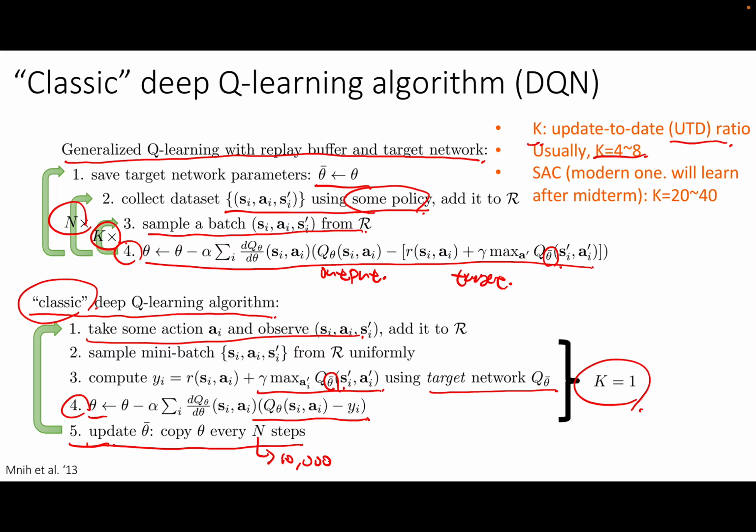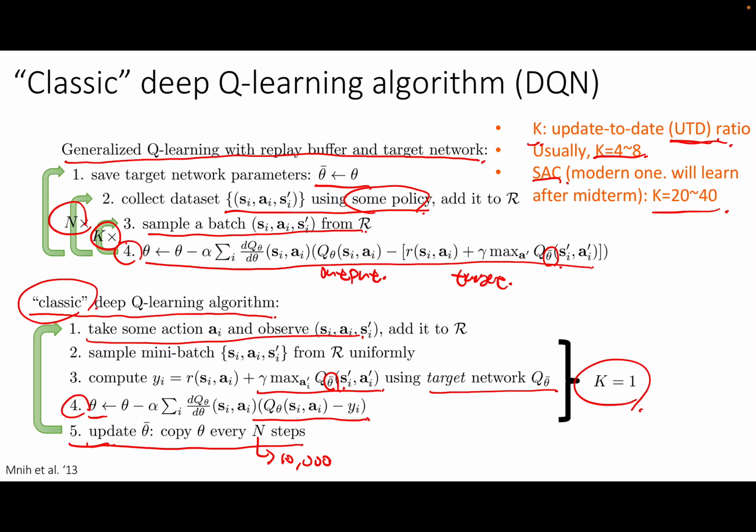We will learn this after the midterm. We'll learn all this kind of recent RL and robotics after the midterm. And in this kind of setting, k is in the range of 20 to 40. So that is called the UTD, update-to-data ratio.